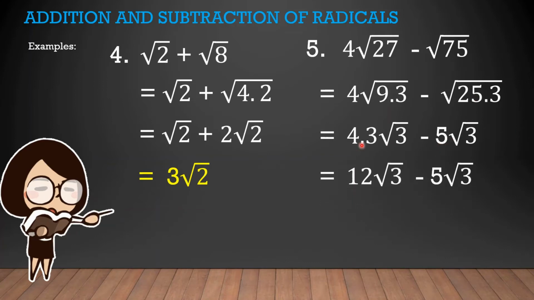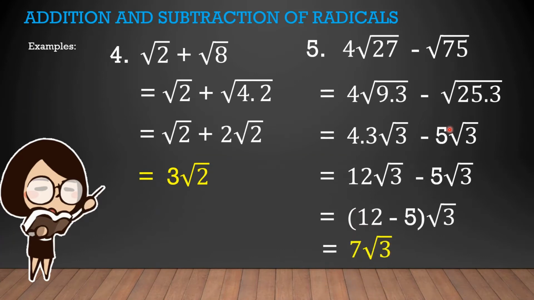Then, now we can combine the radicals because they have the same radicand and the same index. So, we have 12. So, 4 times 3 is 12. Then, square root of 3 minus 5 square root of 3. So, we have 12 minus 5 is 7 square root of 3. So, that is the final answer.